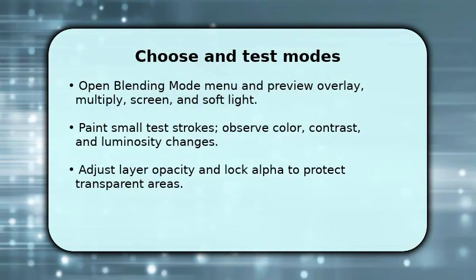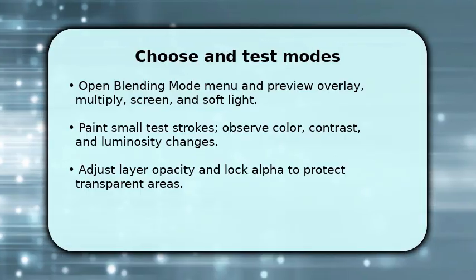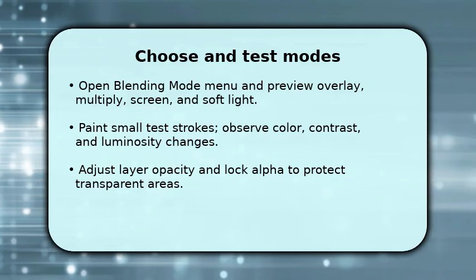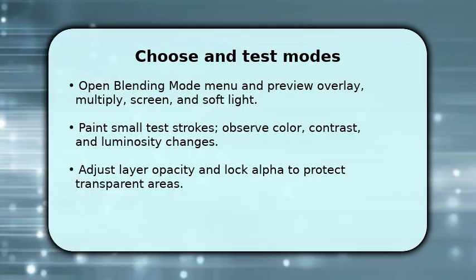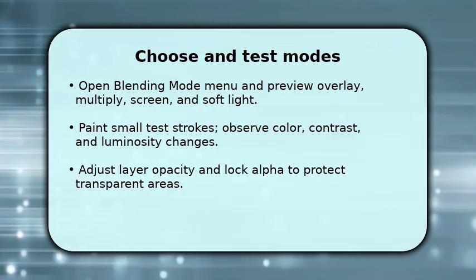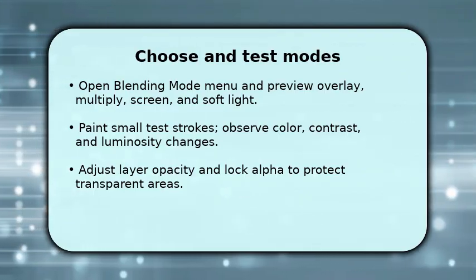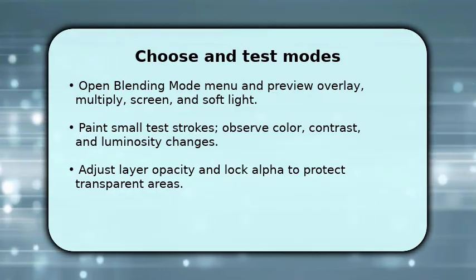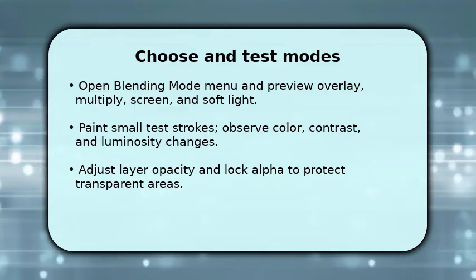Next, choose the blending mode and test it on a small area. Tap the blending mode menu and preview options like Overlay, Multiply, Screen, and Soft Light to see how each affects contrast and color. You should paint short test strokes while toggling each mode and then adjust the layer opacity to fine-tune strength. Make sure to lock alpha if you only want to modify painted pixels.